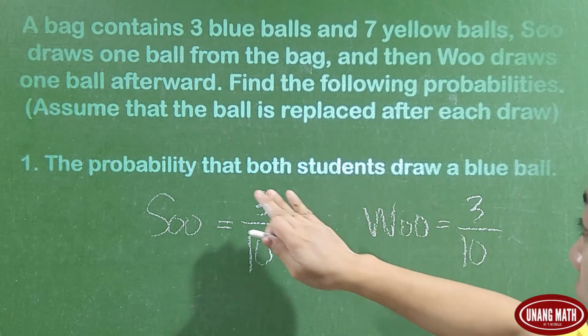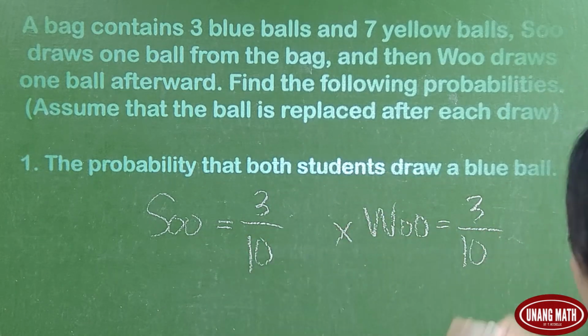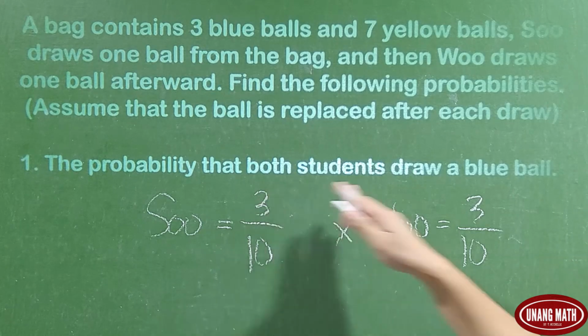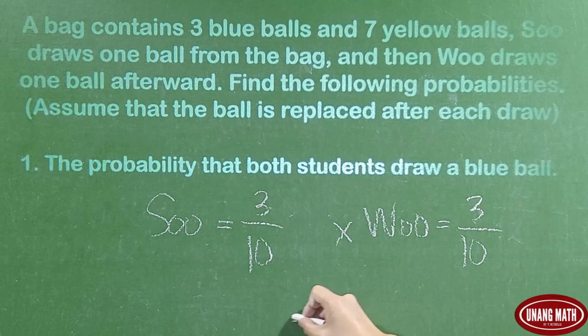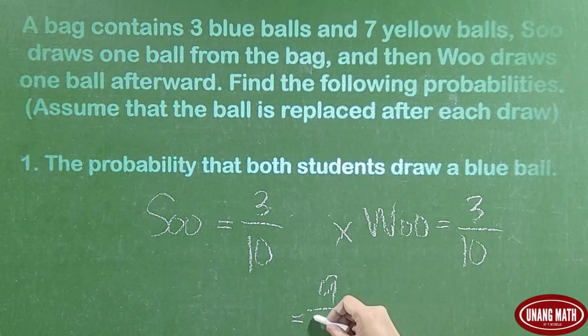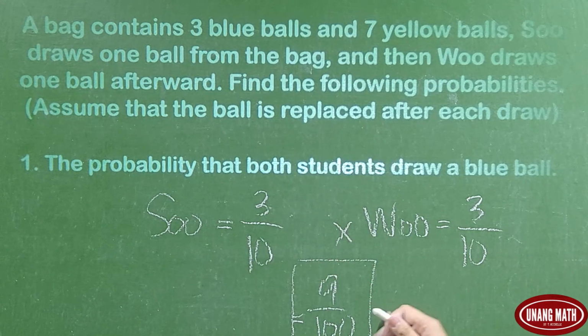And both students draw, so these 2 happen at the same time. So we have to multiply. And this is now equal to 9 over 100. So in this problem, the probability is 9 over 100.